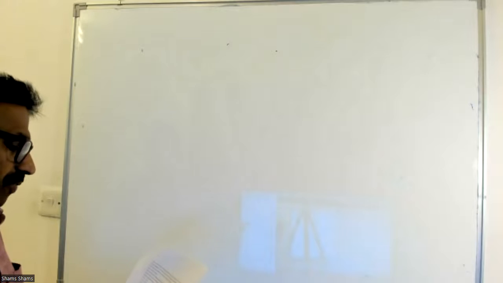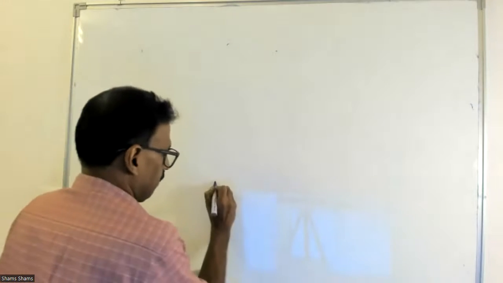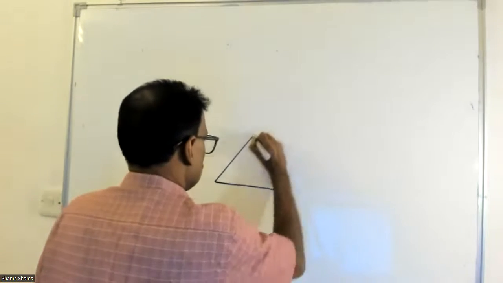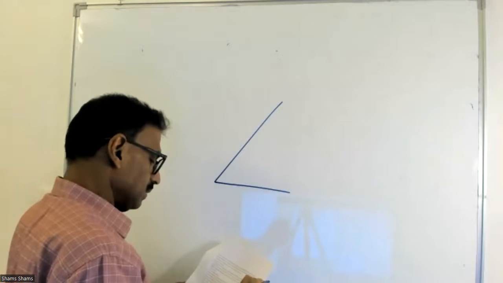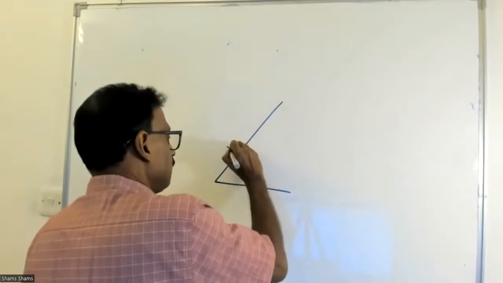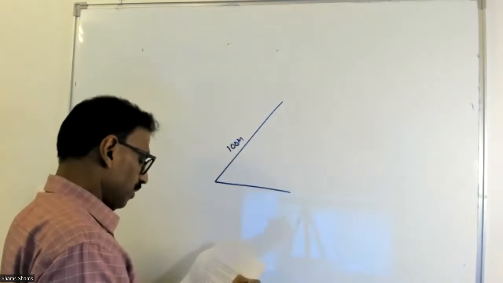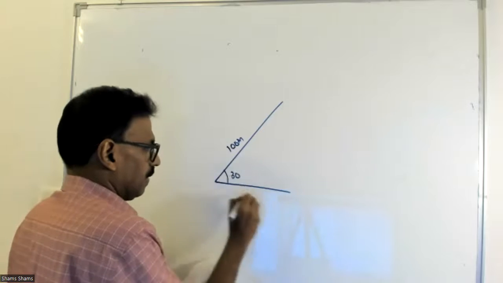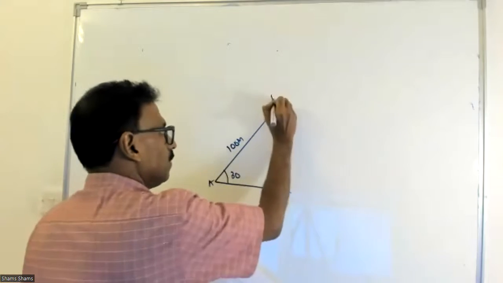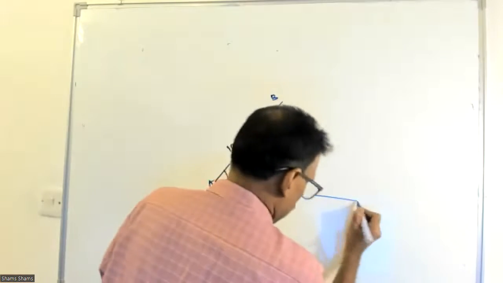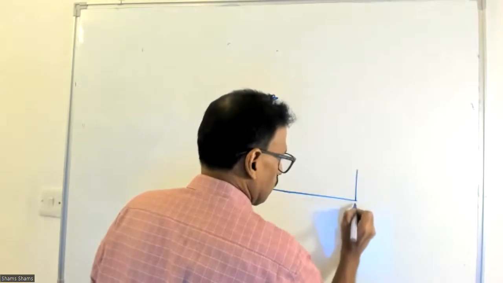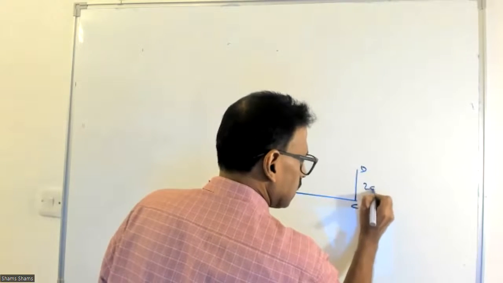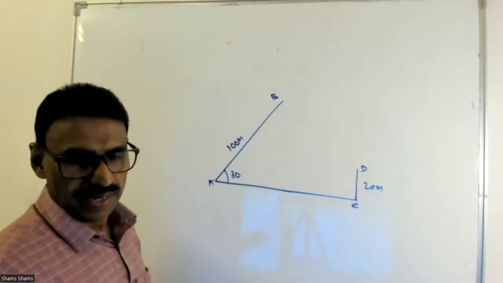A boy standing on a horizontal plane finds a bird flying at a distance of 100 meters from him at an angle of elevation 30 degrees. Okay. A, B, bird. Then, what happened? A girl standing on a roof of 20 meters. A, B, C, D. This recently we did, you remember now? Amit, like that one question we did.